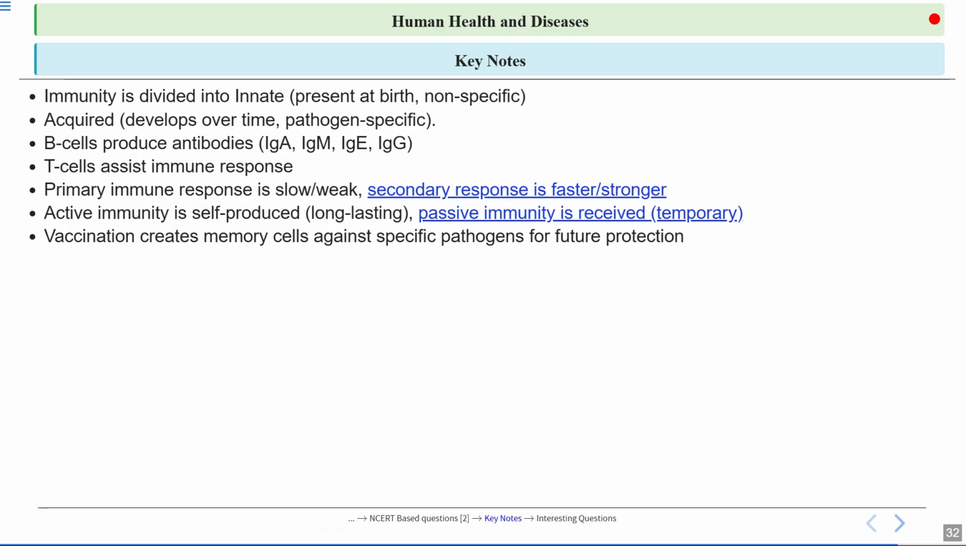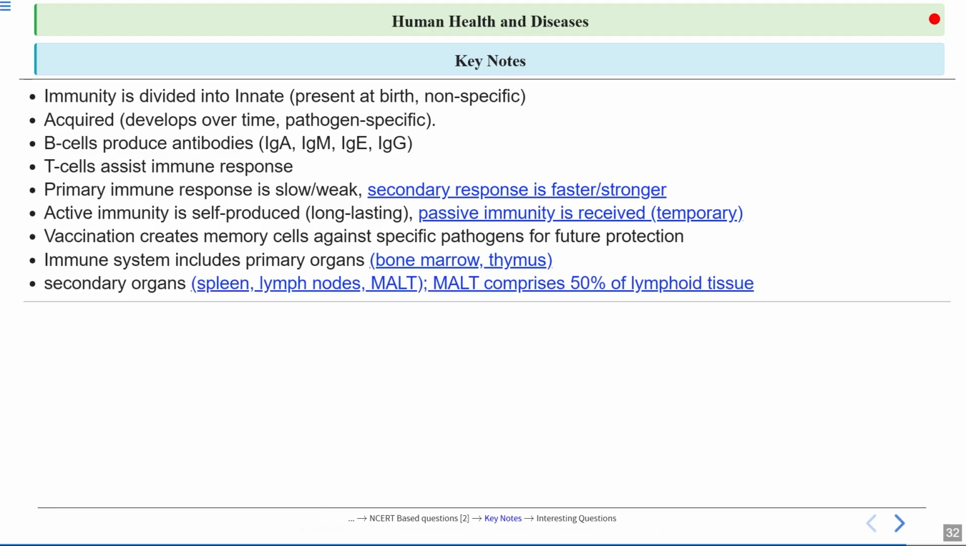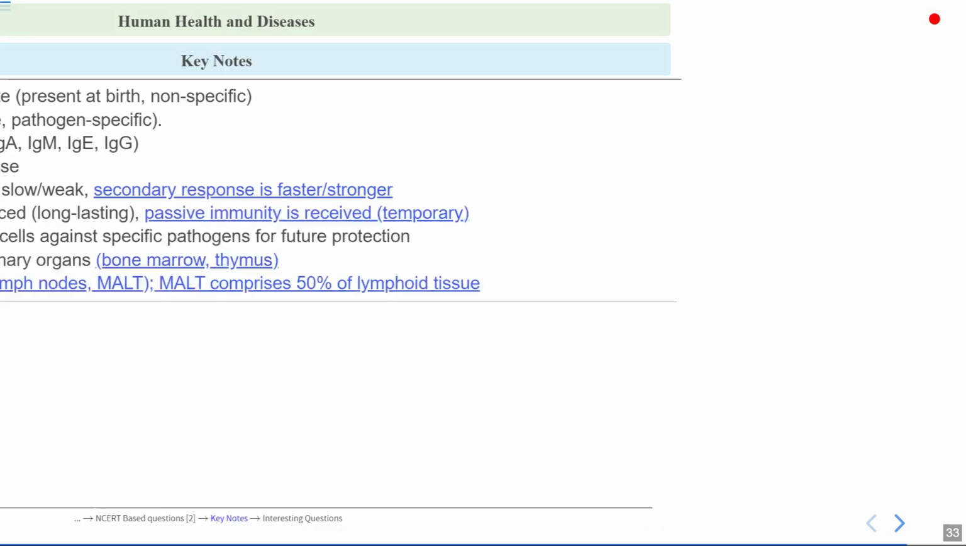By exposing your immune system to a harmless part of the pathogen, meaning antigenic polypeptides, a vaccine prepares your body to respond quickly and effectively if you ever encounter the pathogen. The immune system also includes primary and secondary lymphoid organs. The primary lymphoid organs are bone marrow and thymus, and the secondary organs are spleen, lymph nodes, and MALT. MALT comprises 50% of the lymphoid tissue.